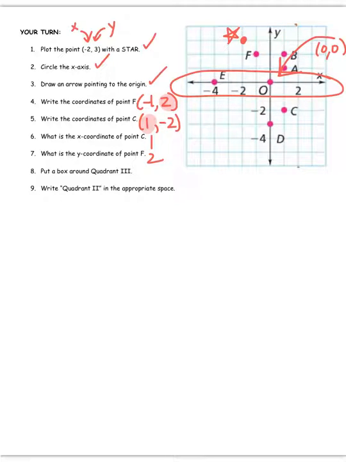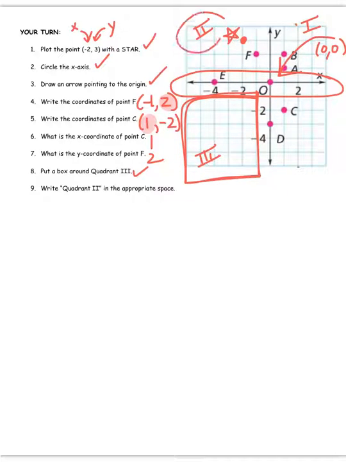Put a box around quadrant 3. So look back at your notes if you need a reminder, but my quadrants are 1, top right, 2, top left, 3, bottom left. So put a box around this. I'm just going to go like this. Put a big box there. Check that off. And then lastly, write quadrant 2 in the appropriate space. And I actually just did that. So you should have 2 written right here in the appropriate space in the top left.